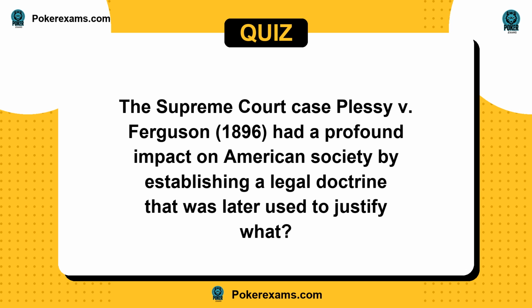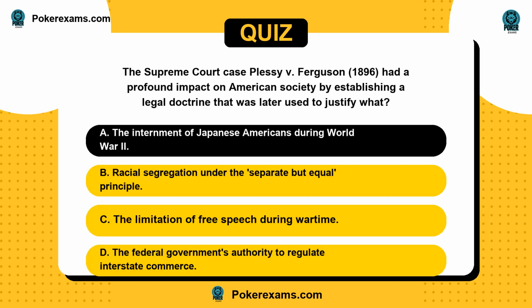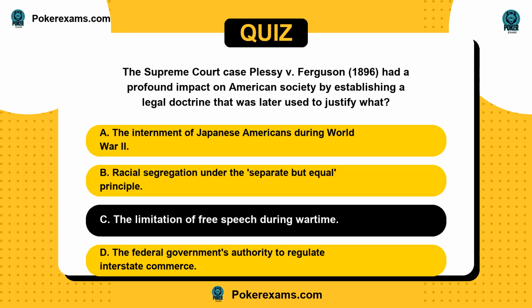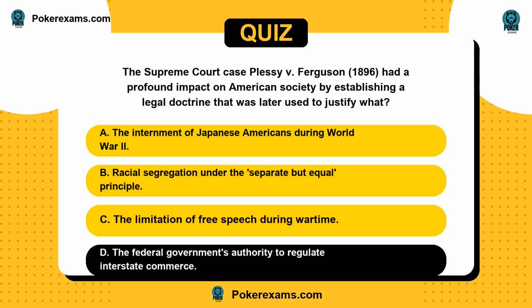Next question. The Supreme Court case Plessy v. Ferguson, 1896, had a profound impact on American society by establishing a legal doctrine that was later used to justify what? Is it A, the internment of Japanese Americans during World War II? Or B, racial segregation under the separate but equal principle? C, the limitation of free speech during wartime? Or D, the federal government's authority to regulate interstate commerce?